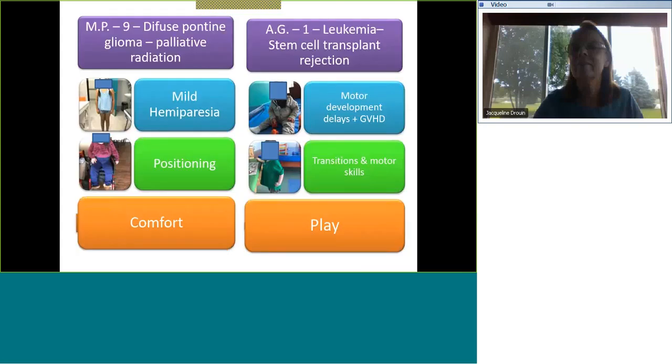Now, I present you 2 clinical cases. The first one is a 9-year-old girl with diffuse punctured glioma who received palliative radiation. Now, she arrived to physical therapy with just a mild hemiparesia. So the treatment then involved dancing, motor skills for good coordination, and a lot of playing.